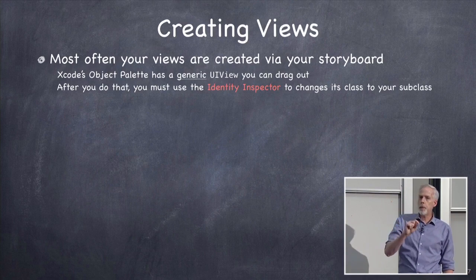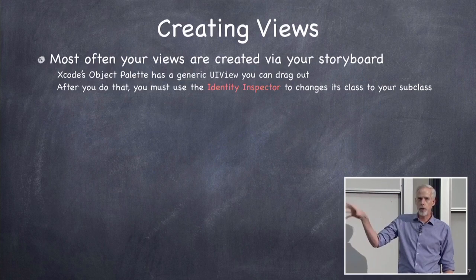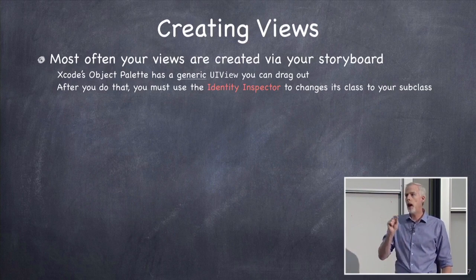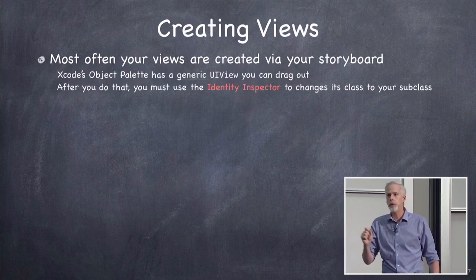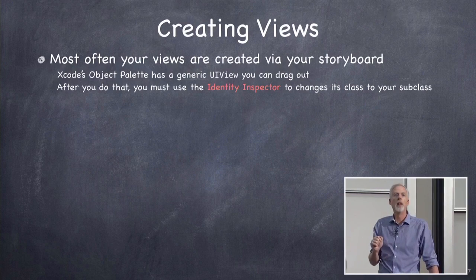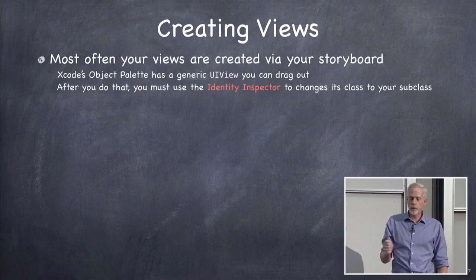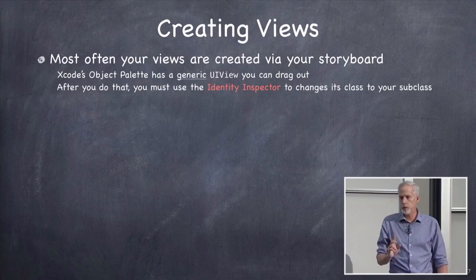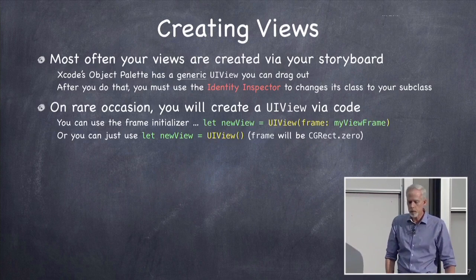But then you're going to inspect it using the top half of the utilities pane on the right. You're going to inspect it and change its class to not be UIView. It's going to be your subclass of UIView, so Paul view or whatever. And it's a very important step to remember. When you create a custom view and you drag it into your UI, you have to change its class to be your custom class. And we'll see in the demo how it works.